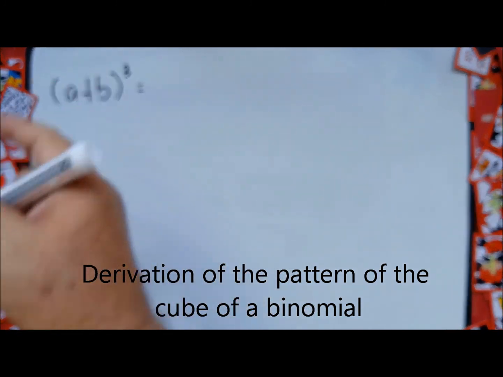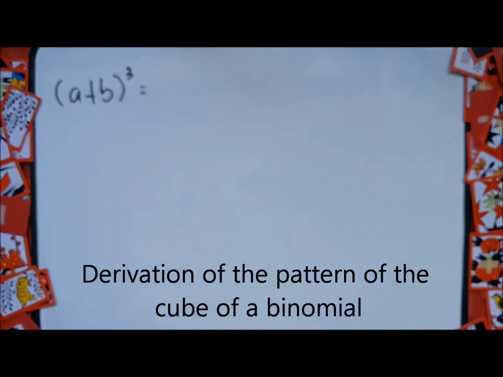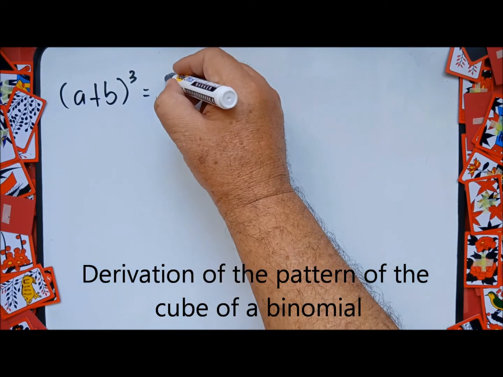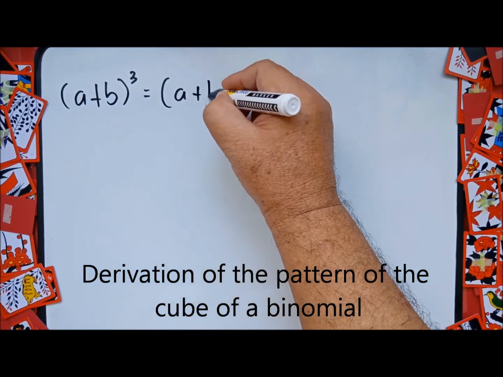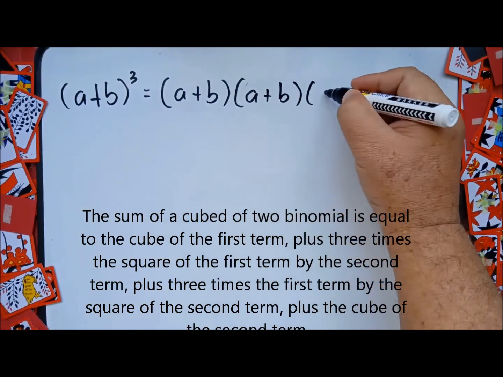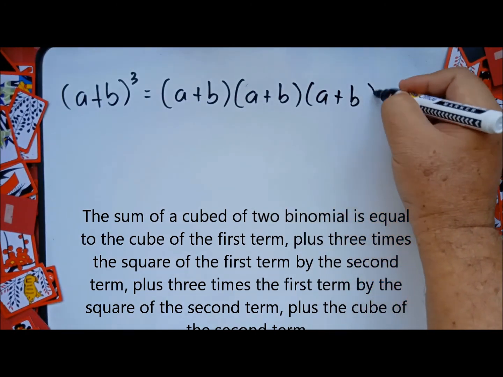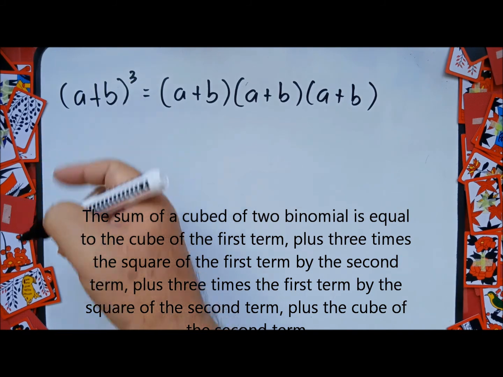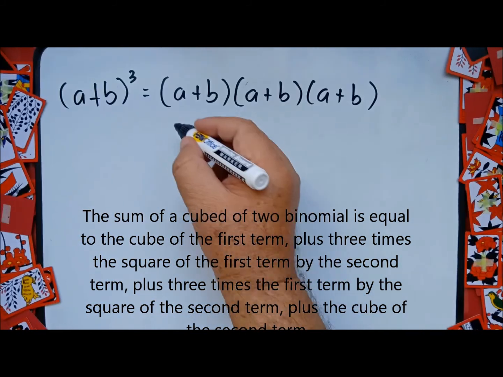A certain number raised to an exponent, you have to multiply that number to itself. So this will become what? A plus B times A plus B times A plus B, 3 times. Okay.